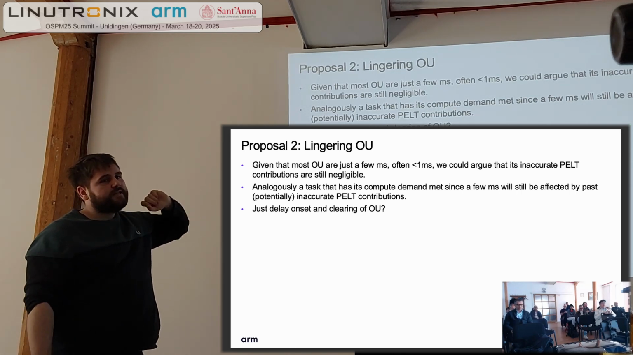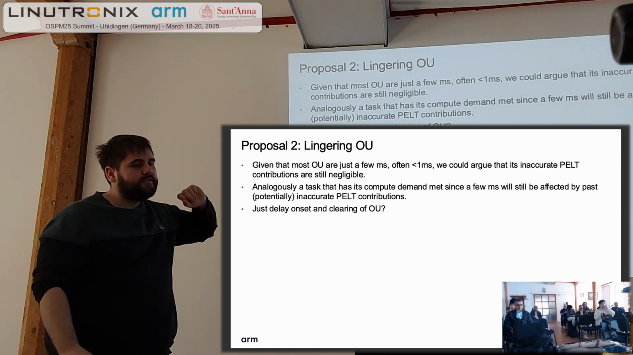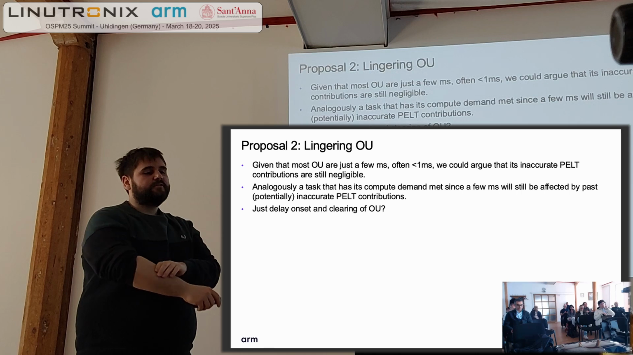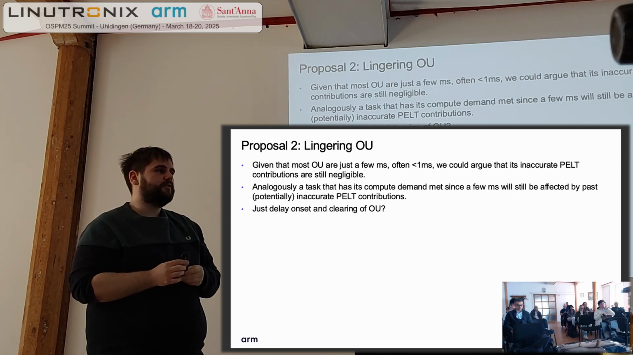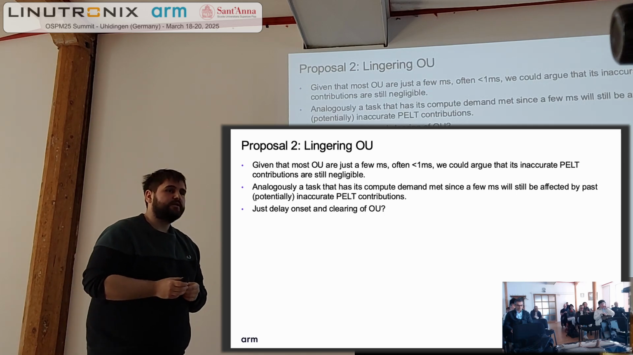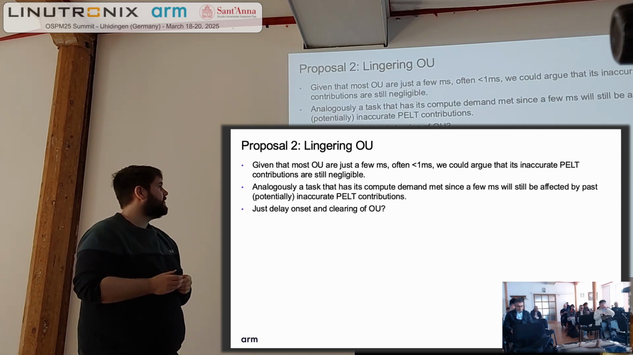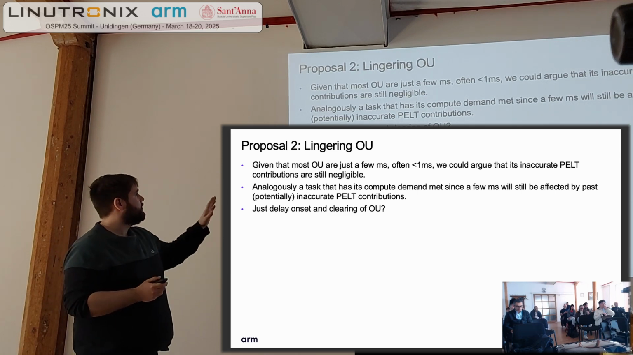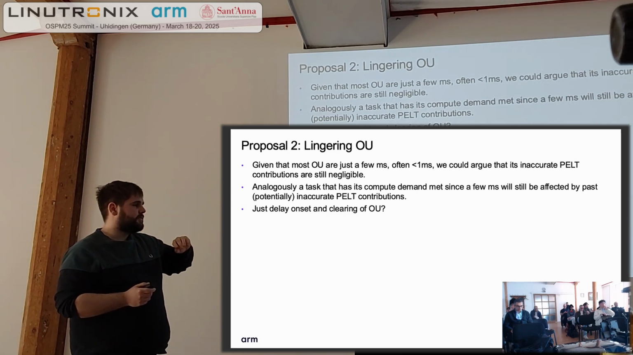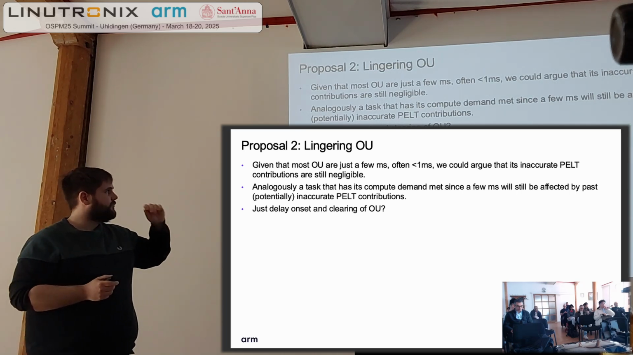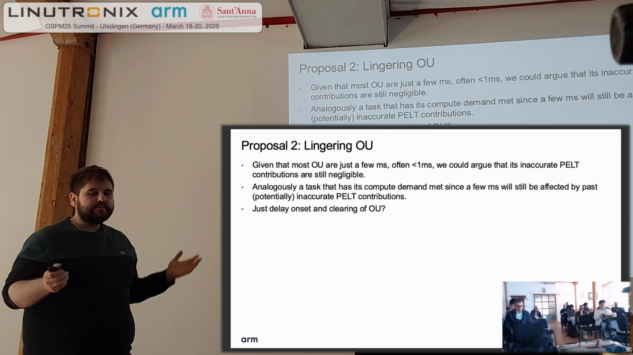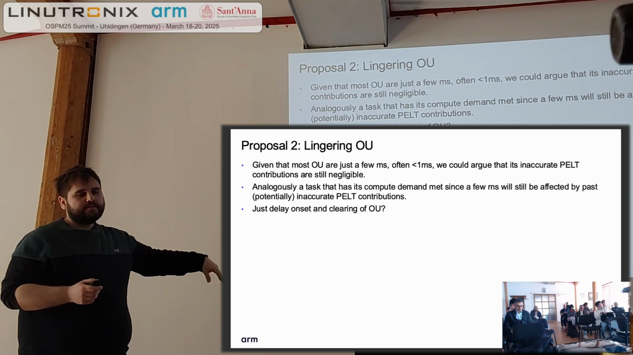So lingering OU is another idea, because if it's just 1 millisecond long, the reason to reject those utilization values might not necessarily hold because it's only been a millisecond. And PELT can only increase so much during that. They might be negligible. And the other way around as well, technically. If you match the compute demand of a task only for 2 milliseconds, most of its past has still been inaccurate.